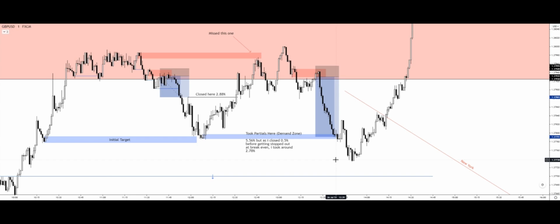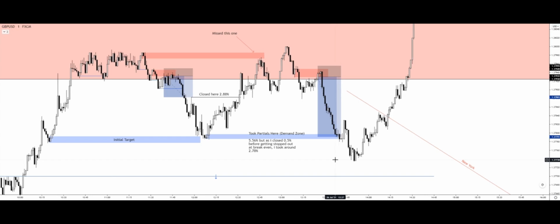You understand the overall market structure of the market. I don't need to show you that. Just build a narrative from the high time frames and just do it down to the low time frames.